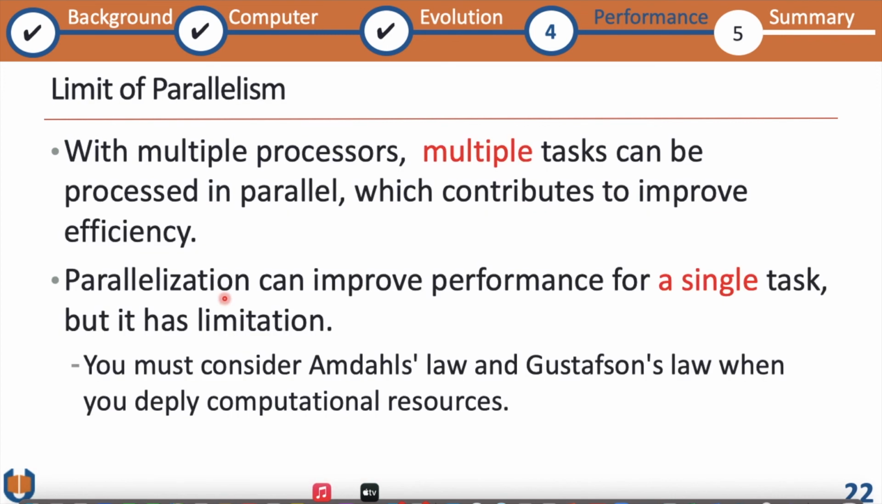So I would like to conclude the limit of parallelism. As you know, with multiple processors, multiple tasks can be processed in parallel, which contributes to improved efficiency, and parallelization can also improve the performance of a single task, but it has a limitation. So you must consider Amdahl's law and Gustafson's law when you are applying parallelization of the resources.